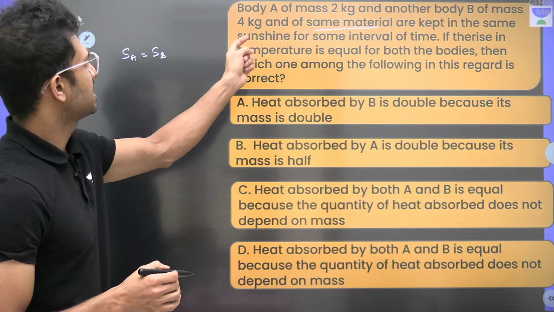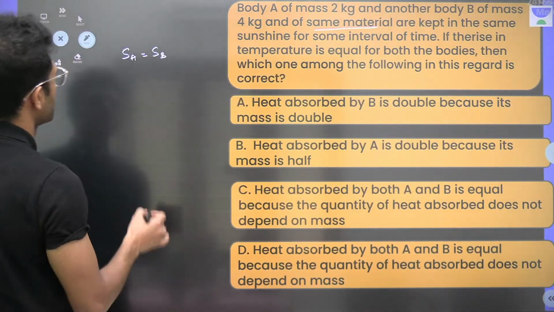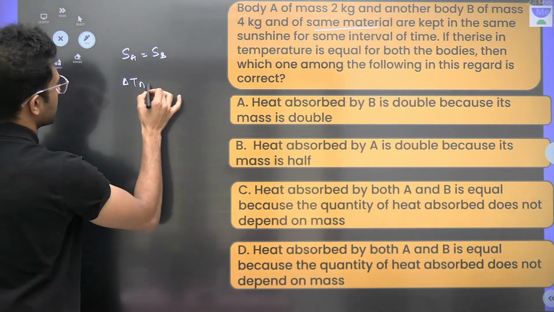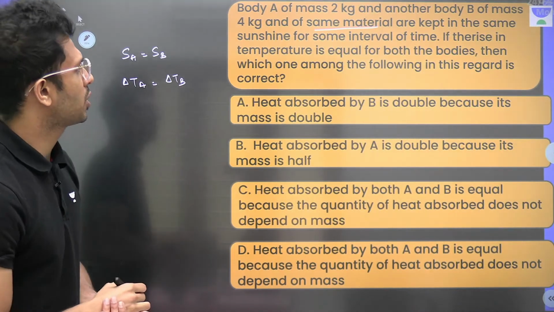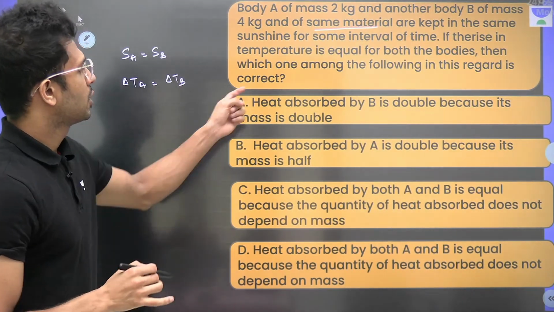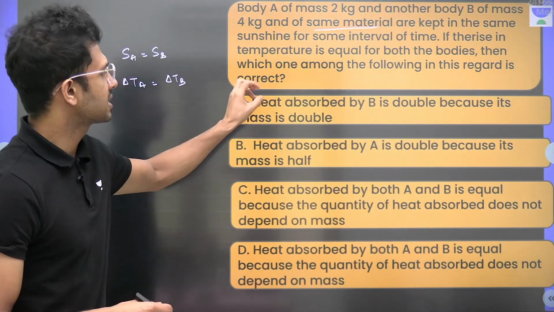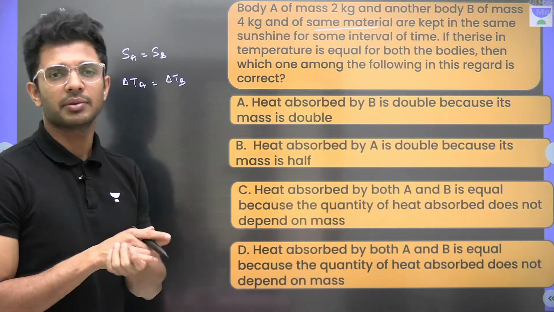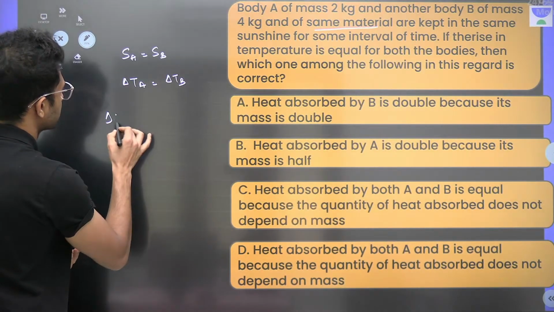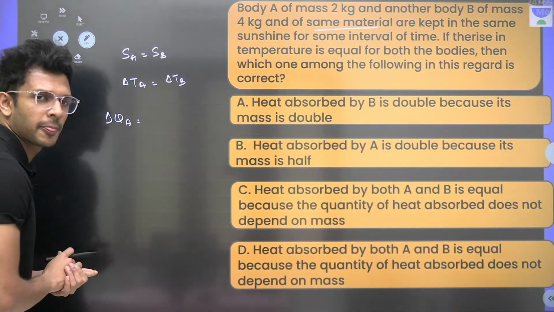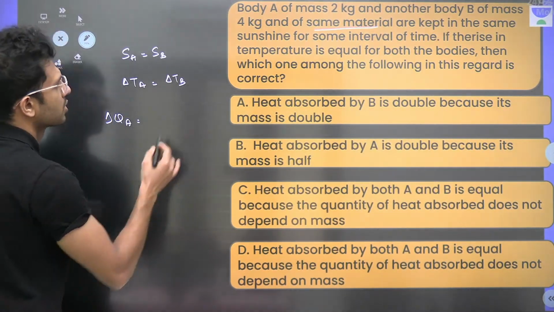They are kept in the sunshine for same interval of time. If the rise in temperature is equal for both, delta T in body A and delta T in body B, which is the increase in temperature in body B, is the same. Which of the following is correct? The option is mainly asking about the heat absorbed by body A and B, and we are asked to compare. Write down the formula for that and we can do the comparison. Delta Q of A, the heat energy absorbed by the body A, is equal to M.